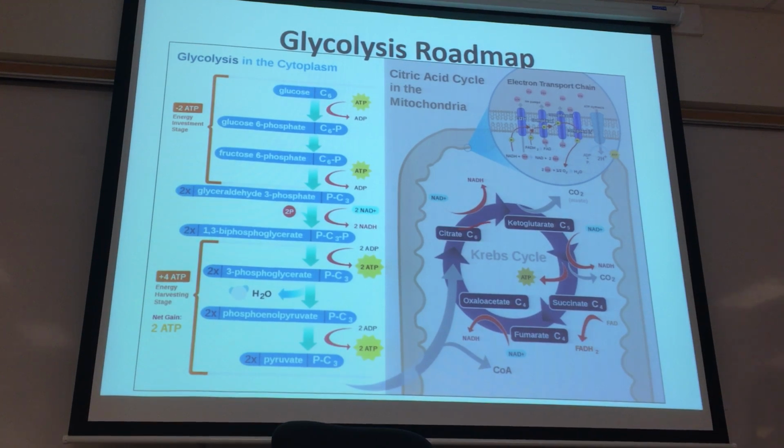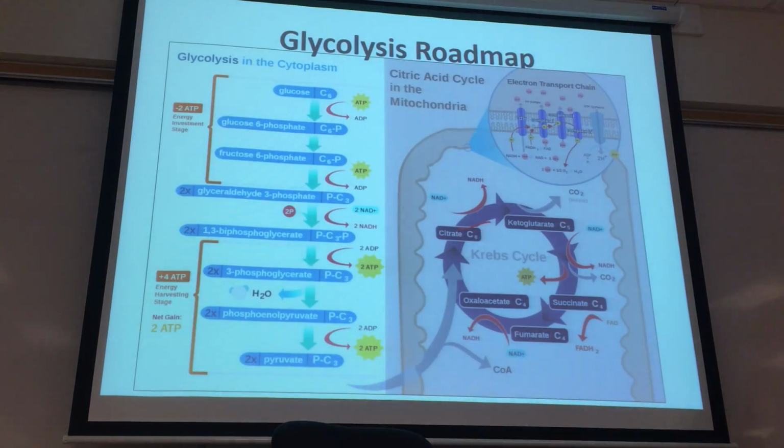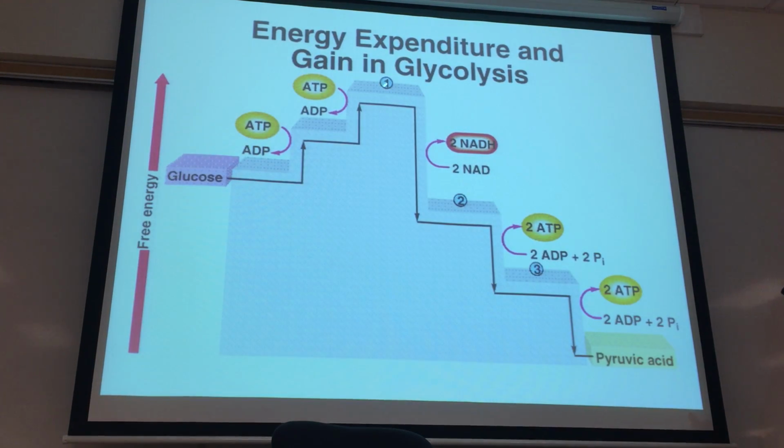Now let's take a look at it from what I mentioned earlier, that we're using energy. This was an energy investment stage, and this was the energy harvesting stage. So let's pair that up with that free energy graph that we talked about. Here you can see glucose. We use 2 ATPs to turn it into glyceraldehyde 3-phosphate. So that product is right there at the very top. And here you can see that by breaking apart those 2 ATPs, we're getting a gain in energy.